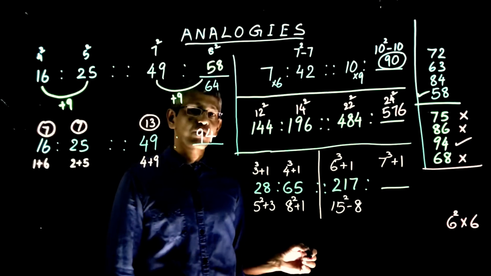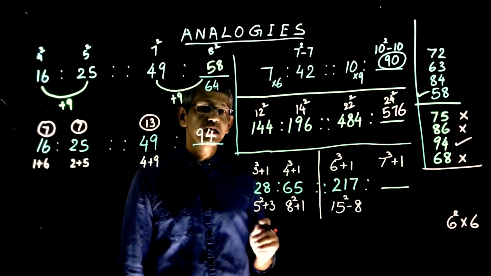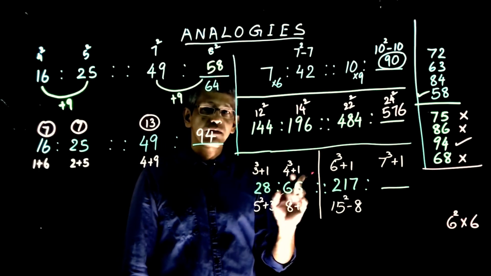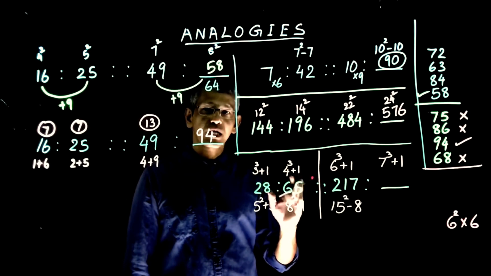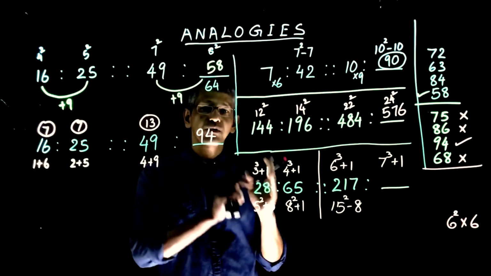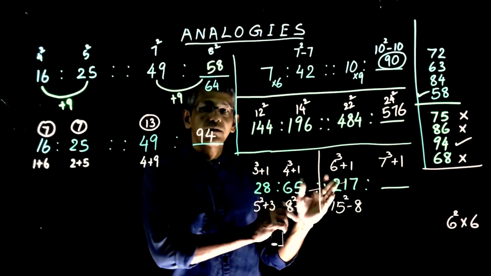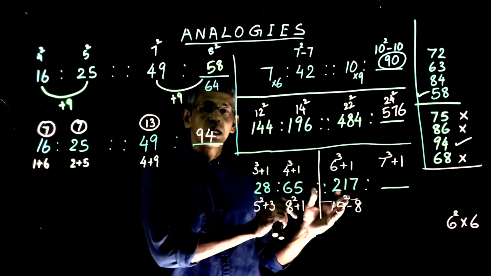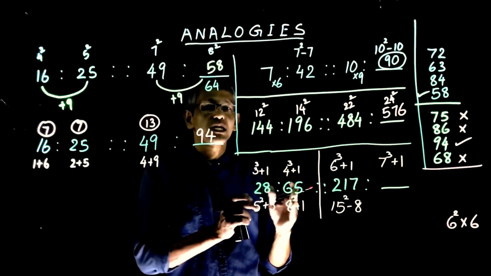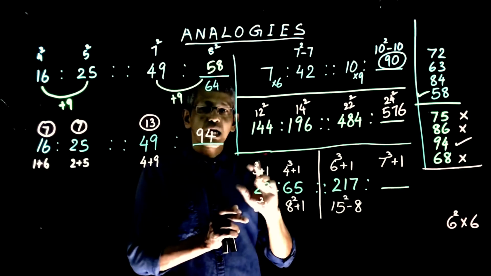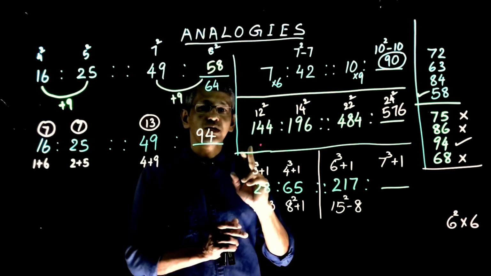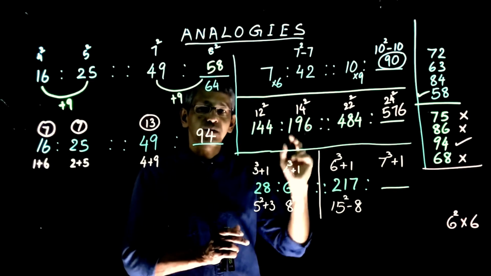Again, if you're not sure about it, 7 cubed is what? 7 square into 7. 7 square is 49. 49 into 7. 49, you take it as 50. 50 into 7. 50 into 7 is 350. But what we need is 49 into 7, correct? So 49 and 50 difference is 1. That 1 into 7 must be subtracted from 350.